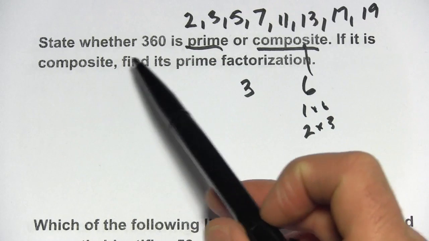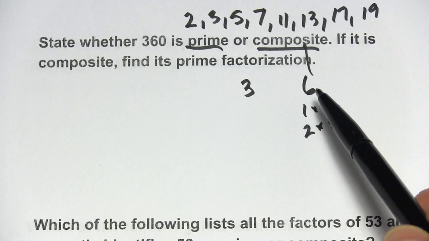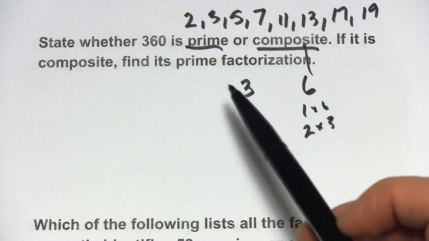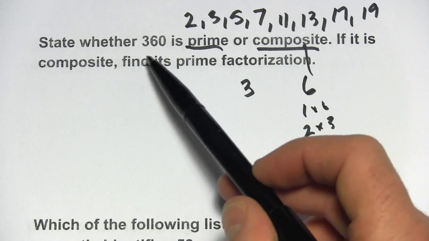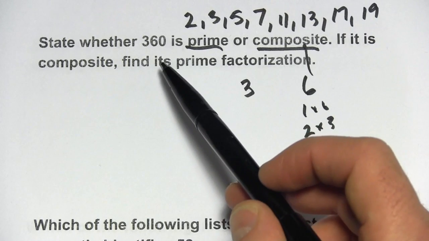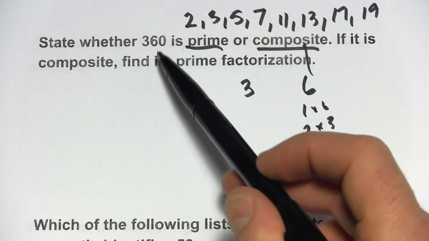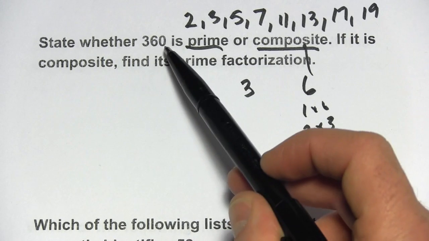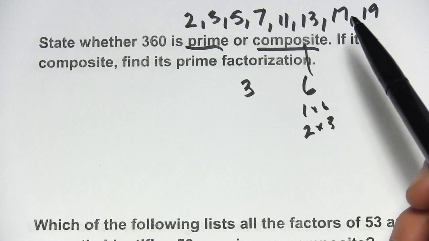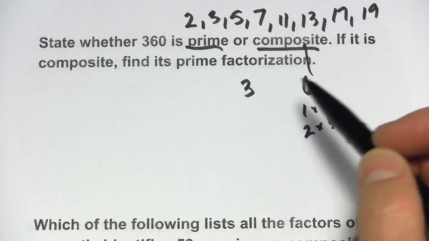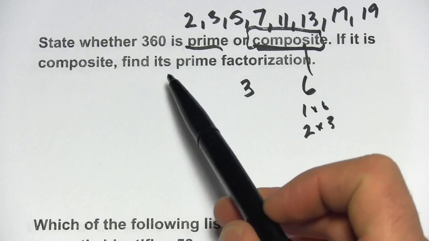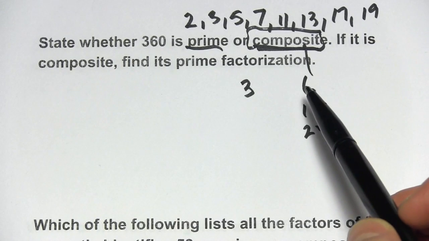In this problem, it says state whether 360 is prime or composite. That's the first part. Well, how do you know? In this case, it's pretty easy. Any even number is divisible by 2. So I can tell already that 360 is composite. I know it's divisible by 2. Because it ends with a 0, I know it's divisible by 10, so it's got some other factors in there. So it is composite. And then it says, if it is composite, find the prime factorization.